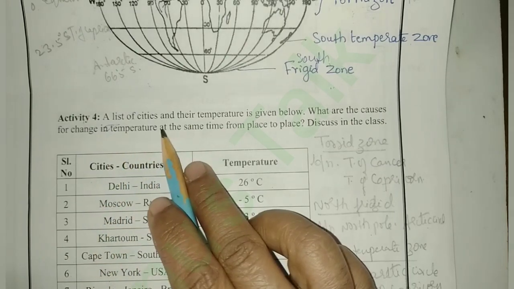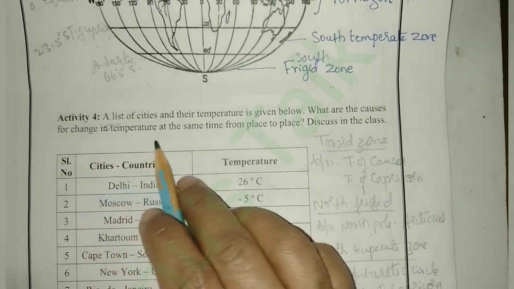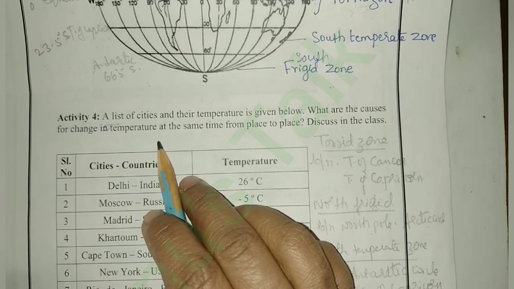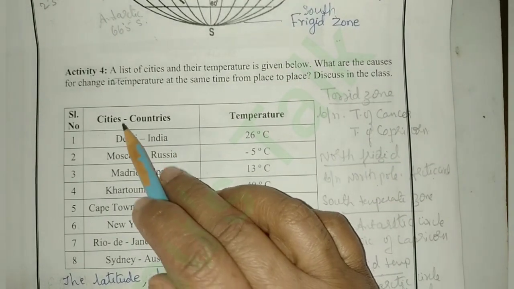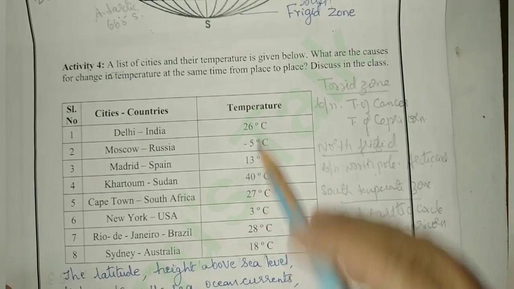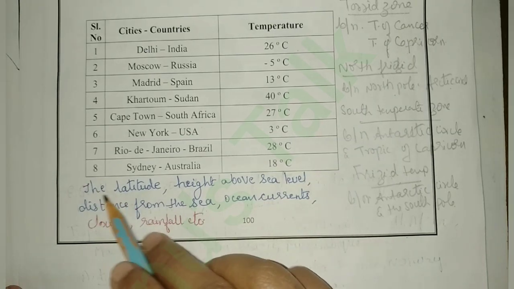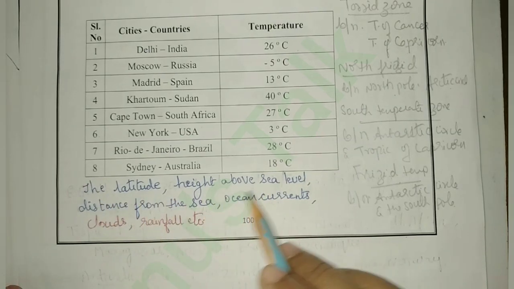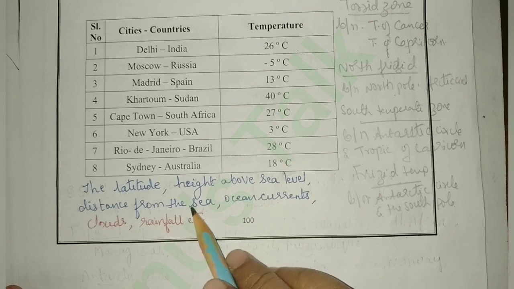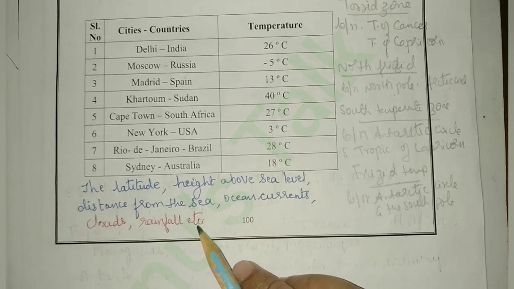Activity 4. A list of cities and their temperature is given below. What are the causes for changes in temperature? So you can see cities and countries and the different temperatures here. The answer is, this is due to the latitude, height above the sea level, distance from the sea, ocean currents, clouds, rainfalls, etc.